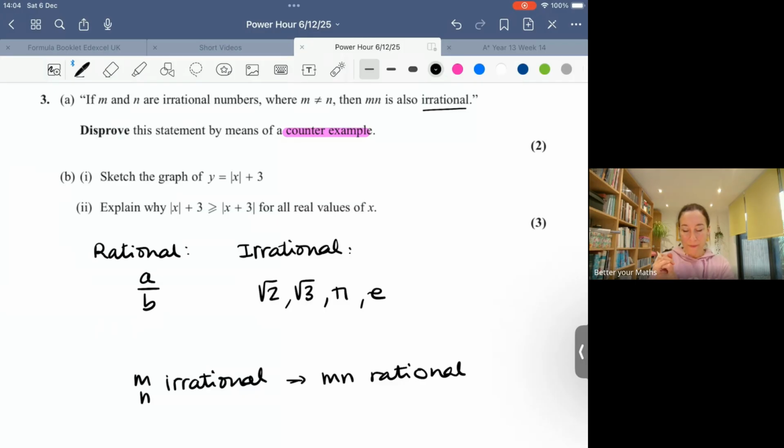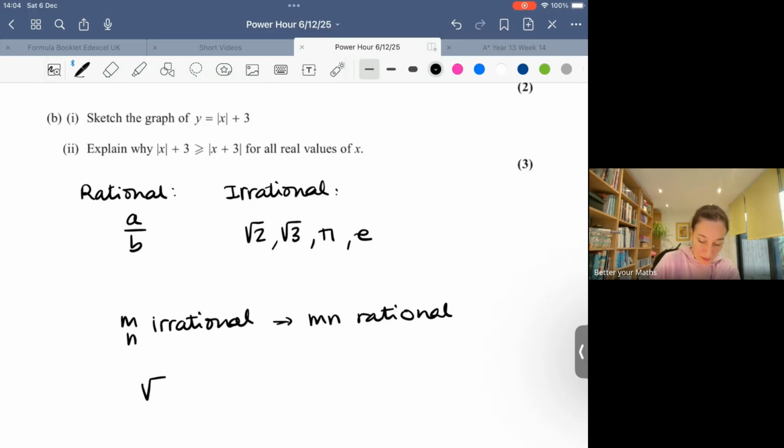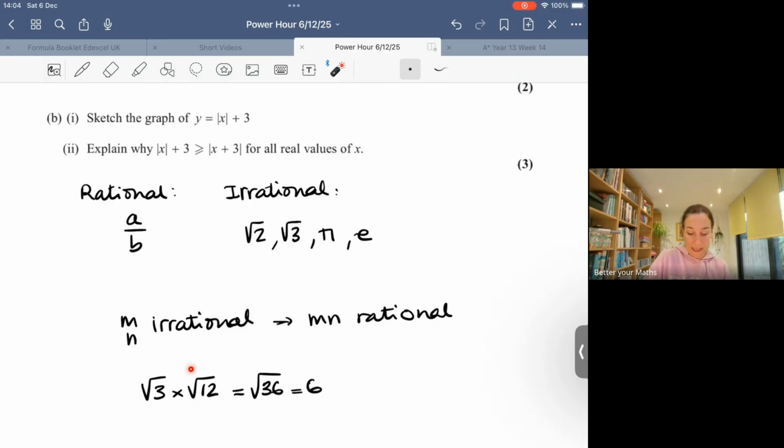Root 4, they say it's different. So Hamza, you are very close, but they must be different. And root 4 is rational because root 4 is 2. Root 3, root 12, that's a good one. They are both irrational. When I multiply them, I get root 36. And because 36 is a square number, that's rational. So the product is rational.